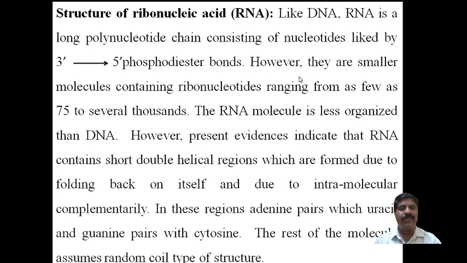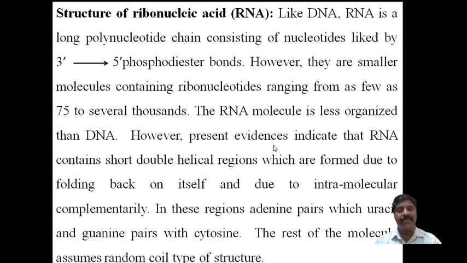However, they are smaller molecules, containing ribonucleotides ranging from as few as 75 to several thousand. These are not high molecular mass polynucleotides; they have a molecular mass of a few thousand. The RNA molecule is less organized. DNA molecules are more organized, but RNA is less organized than DNA.